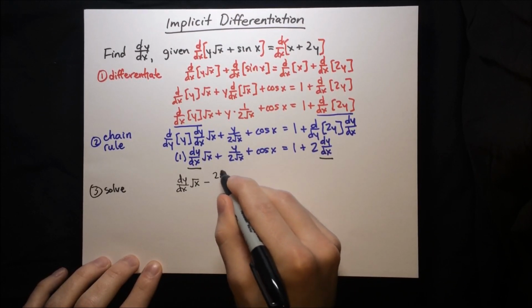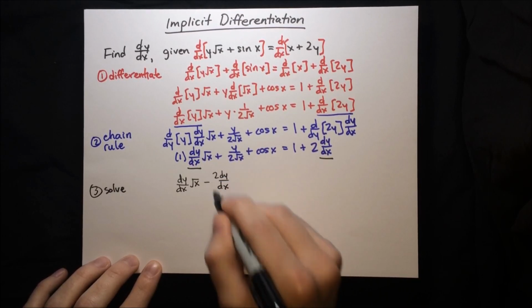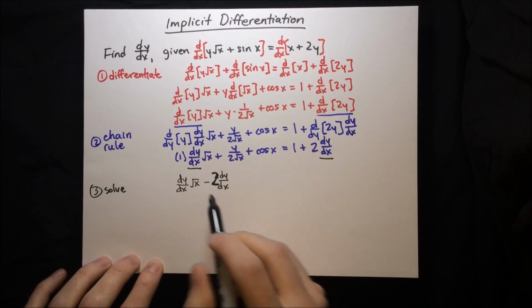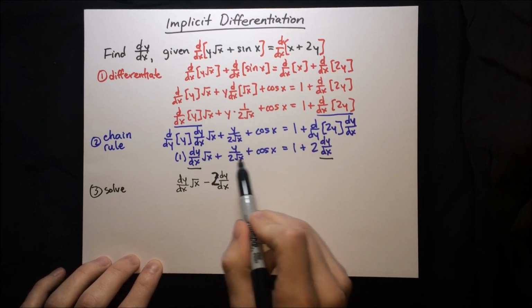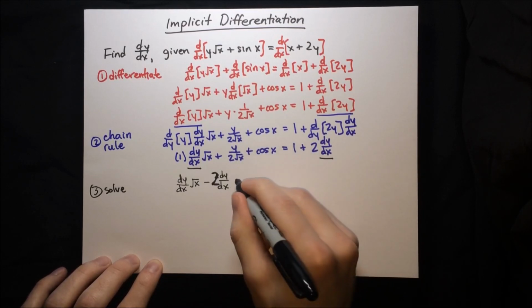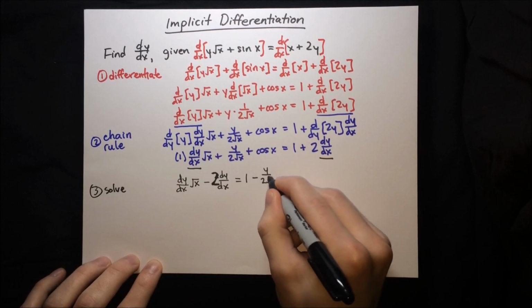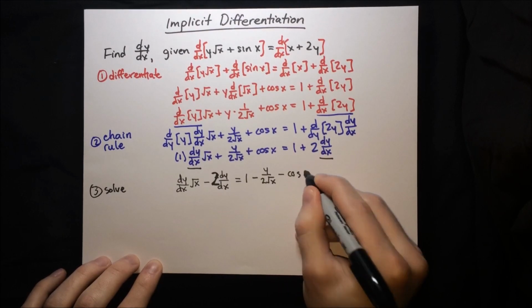So minus 2 dy dx. We'll write that 2 in front instead of in the numerator. So this term minus this term equals, we'll move these two terms to the other side. So that's equal to 1 minus this term, y over 2 root x, then minus that term, minus cos x.